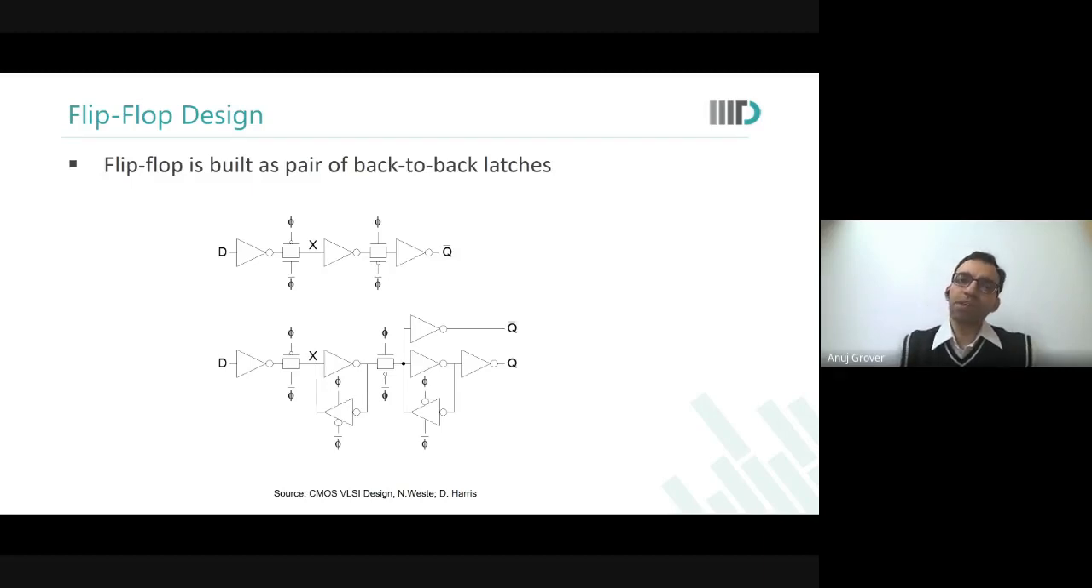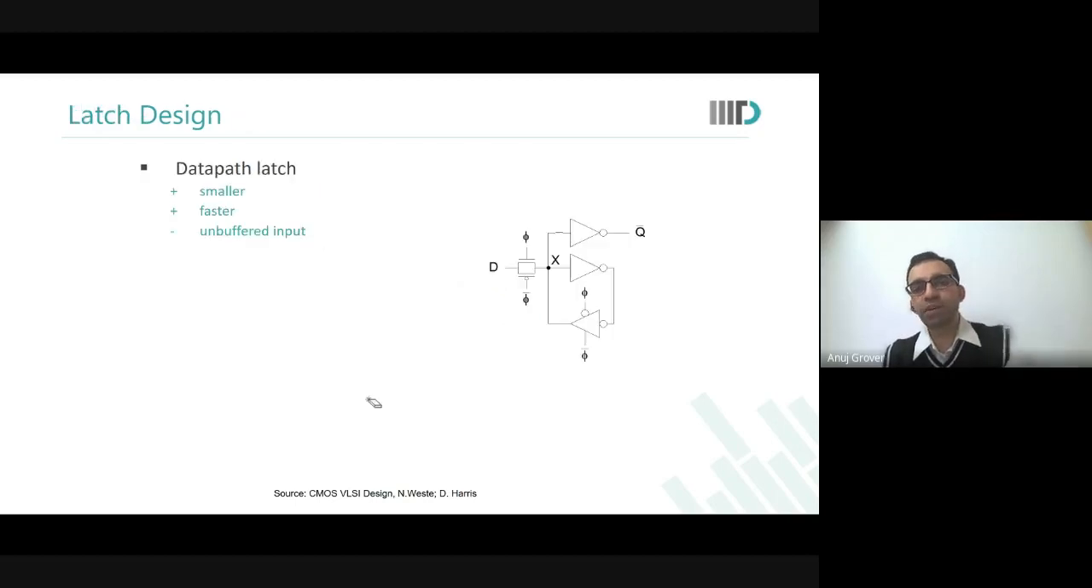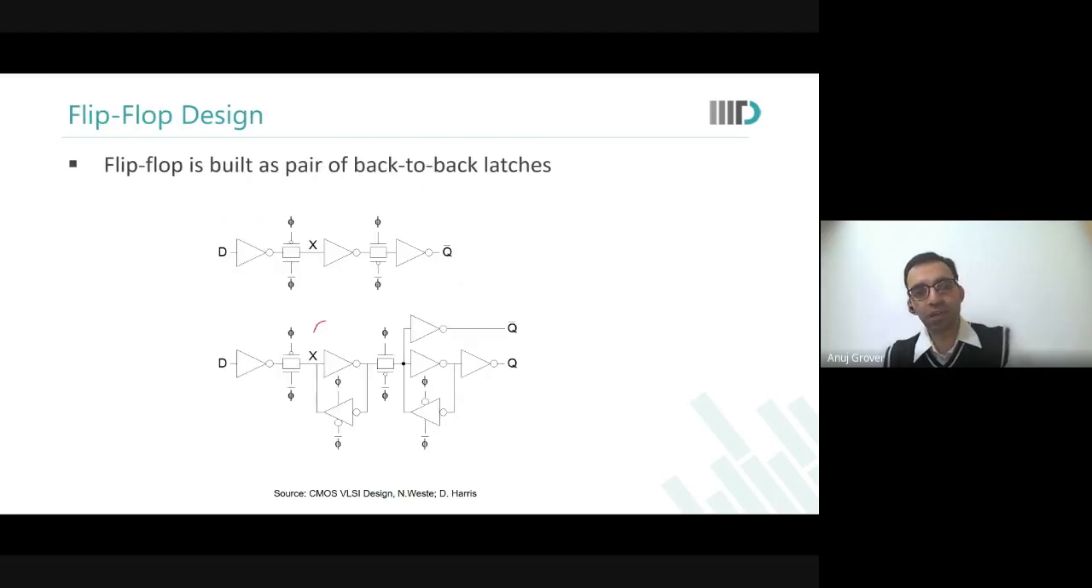What is a flip-flop? A flip-flop is essentially a pair of back-to-back latches. This was the latch that we were talking about, not exactly this one. Whatever we discussed in the previous section, we took that as our latch. Now you say that you have a master-slave kind of combination, and you make a flip-flop. A flip-flop is built as a pair of back-to-back latches.